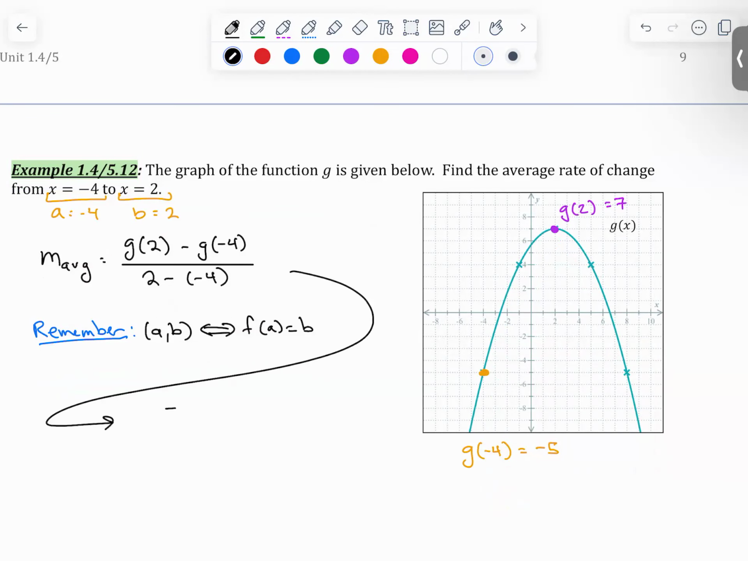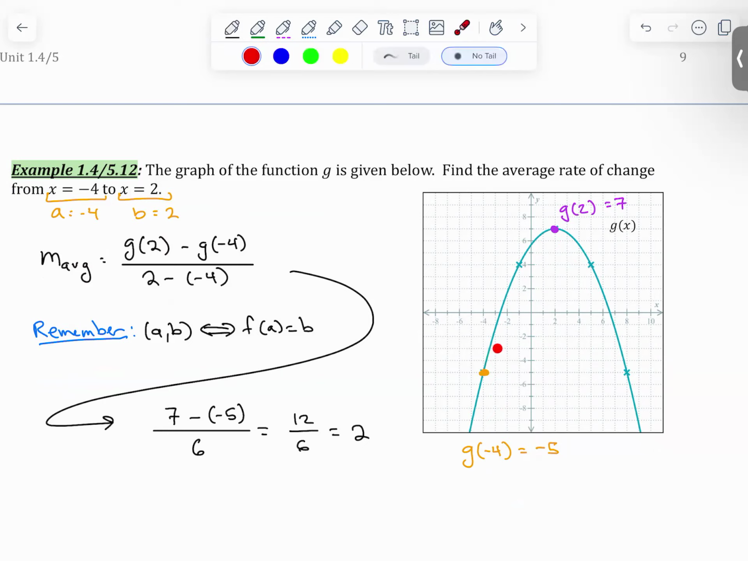So g of 2 is 7 minus g of -4, that's minus -5. And then 2 minus -4 is 6. So this would be 12 divided by 6, which is 2. And you'll notice if you go up 2 over 1, up 2 over 1, up 2 over 1, and so on, you see that you've got the slope of the secant line. It's 2. And that will do it for this video, and I'll see you guys in the next one.